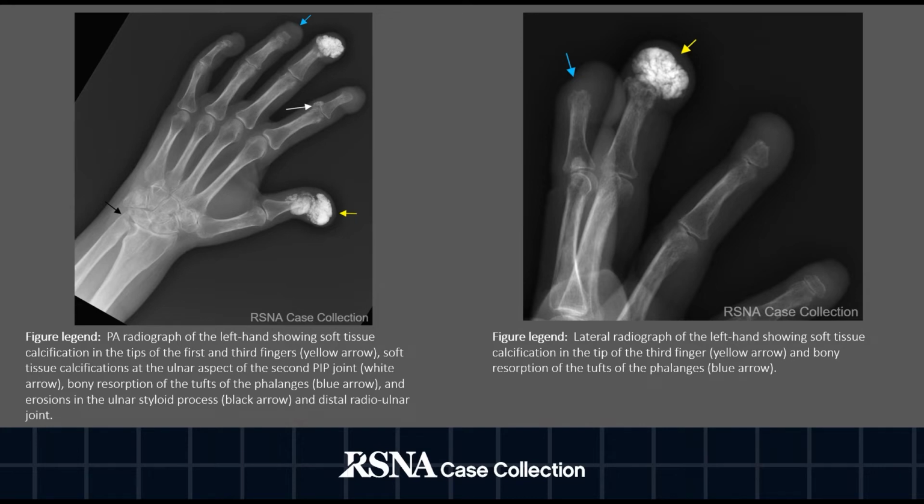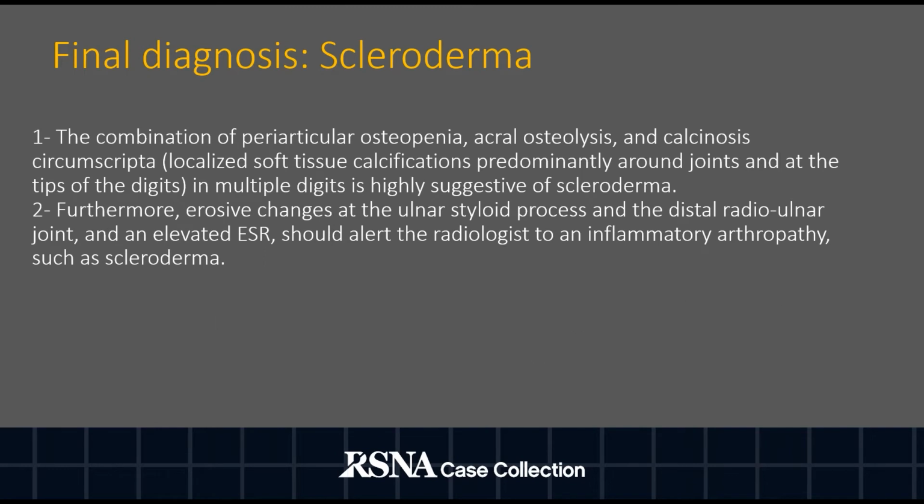On the right is a lateral radiograph of the left hand showing soft tissue calcifications in the tip of the 3rd finger, shown by the yellow arrow. The blue arrow again shows an example of bony resorption of the tufts of the phalanges at the 2nd, 4th, and 5th fingers. The final diagnosis for the patient in this case is scleroderma.